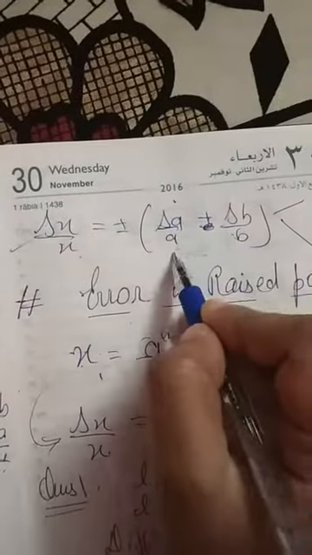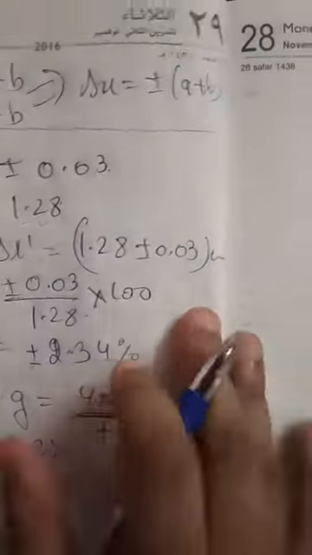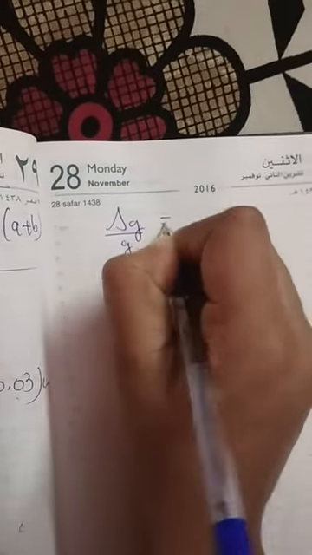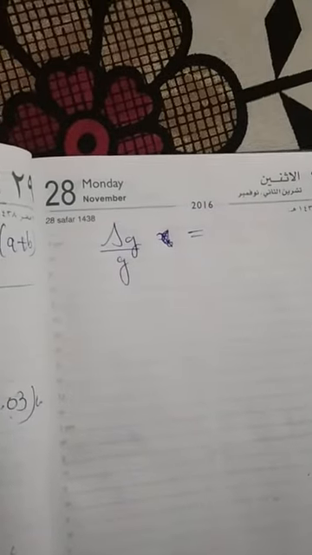So what would be the error? The error would be delta a upon a and delta b upon b. So let's do it together. We have the formula for G, they have given it in the question. So what about delta G over G? We want delta G over G in terms of percentage, so later on we will multiply it by 100.